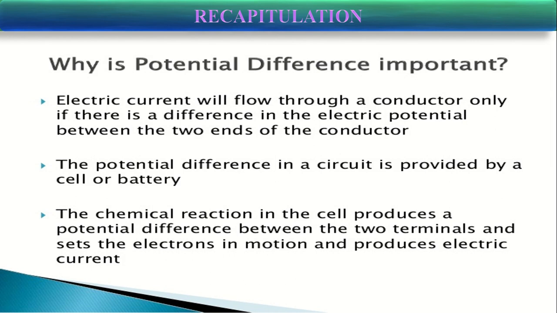The potential difference in a circuit is provided by a cell or a battery. When you connect a cell or a battery, because of the chemical reaction inside the cell, that potential difference will be created or generated in a circuit. The chemical reaction in the cell produces a potential difference between two terminals and sets the electrons in motion. So this is what happens. The electrons will be set into motion by using a battery, hence producing electric current.